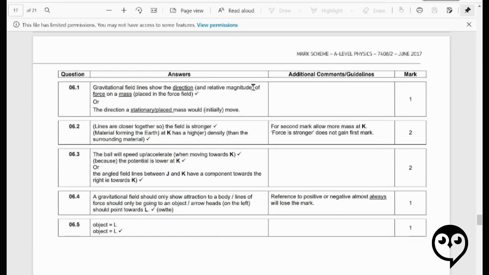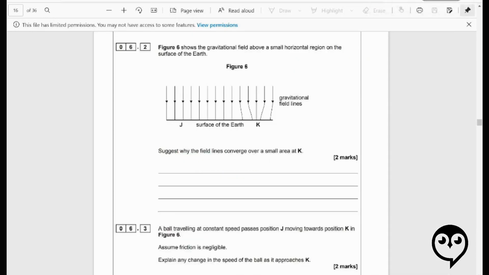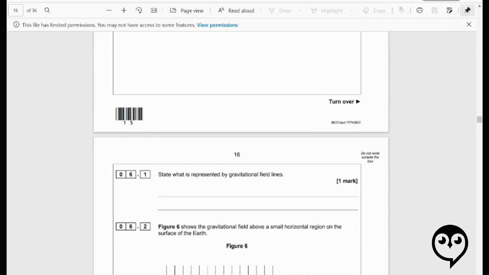How are we doing on the mark scheme so far here? Gravitational field lines show the direction of the force on a mass. Wow, lots of underlined mandatory words there. Or the direction a stationary or placed mass would initially move. I must have missed that. Okay, interesting. AQA likes to do things a little differently. I don't disagree with these definitions, but it's different than what I was saying about what field lines actually do.